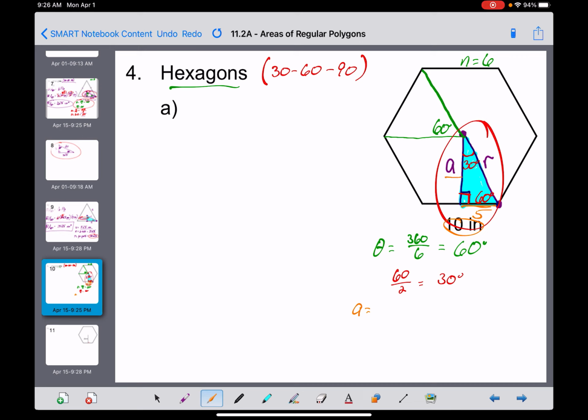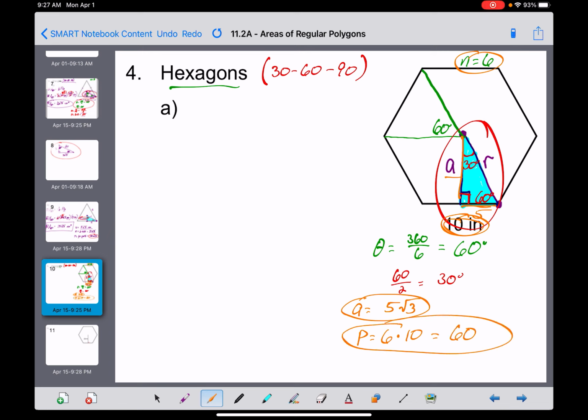A is the long leg. So we're going to take our short leg, 5, and multiply it by the square root of 3. And that doesn't simplify at all, guys. So that's your apothem, 5 root 3. The perimeter of this figure is going to be the number of sides, which we said was 6, multiplied by the length of each side, which is 10. So our perimeter is going to be 60.